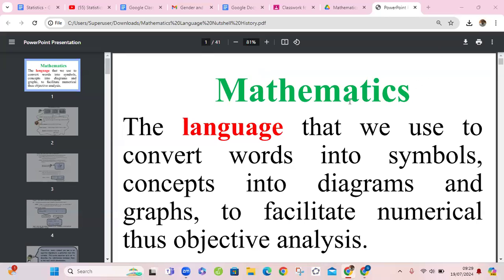This document has 41 pages, more examples and explanations as to why mathematics can be considered a language, a way to express real life phenomenon using symbols, diagrams, and graphs, so that numerical analysis can be done in an objective approach.